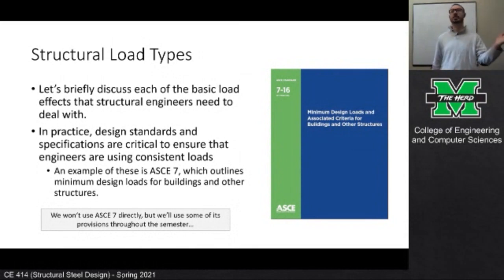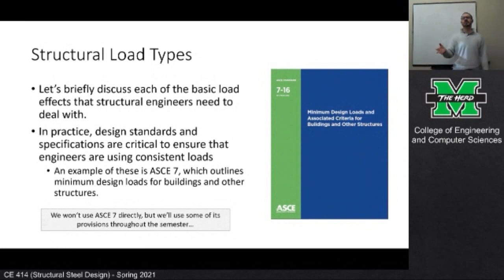They publish standards from all sorts of arenas for water, wastewater, transportation, and structures. One of their most common and most referenced guides that ASCE publishes is ASCE 7. ASCE 7 is the guide on the minimum design loads and associated criteria for buildings and other structures. It's where we specify what the design loads are.